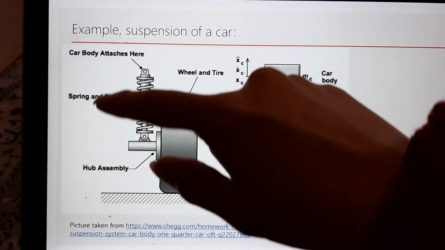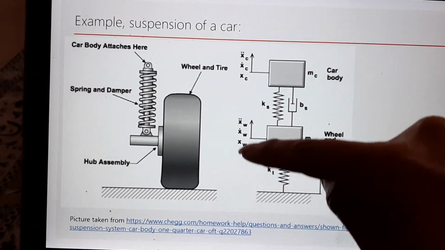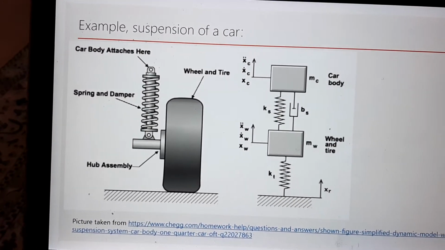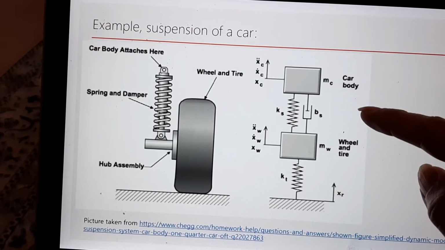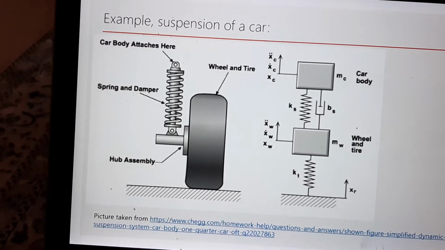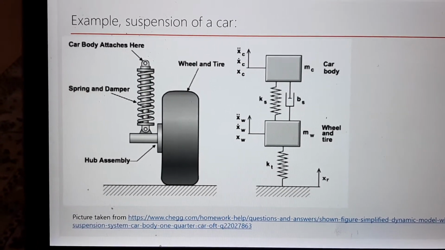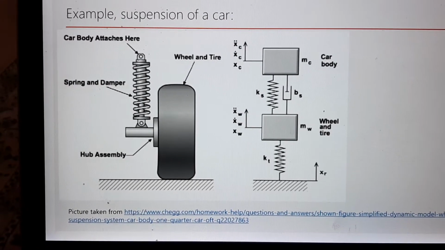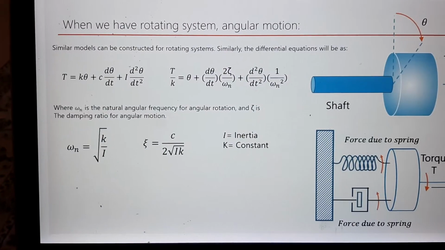So this is the actual model, and this will be the system model. From here we can look at the components and look at the differential equation. If you're interested to learn more about this particular example, I took the picture from this link, so you can look at that later on.